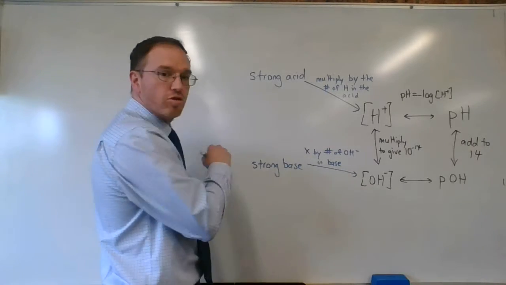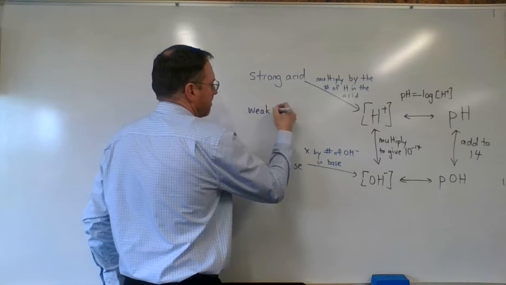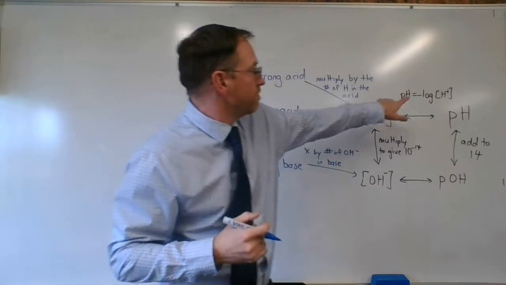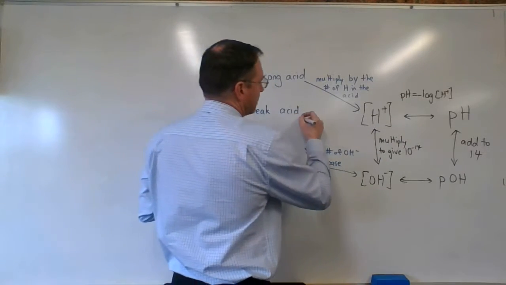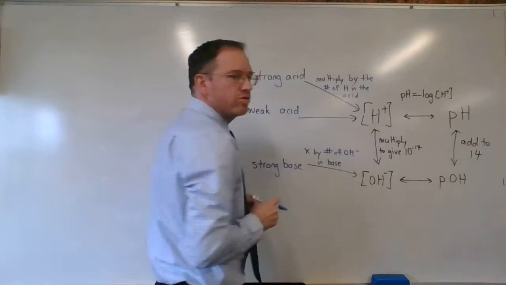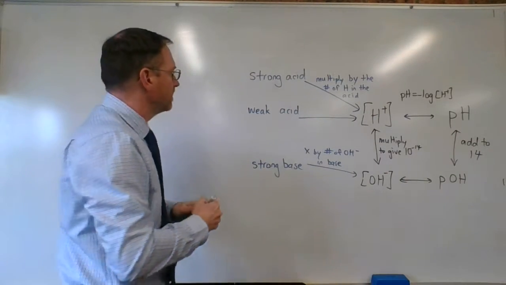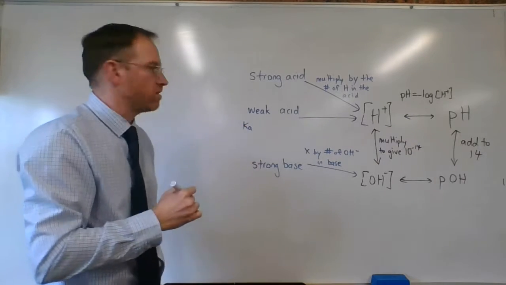Okay, strong acid, strong base. What about a weak acid? That's where we get our second sort of major calculation we need to do. So the first one is this one. There is another calculation we need. How do we get from a weak acid to a concentration of hydrogen ions so that we can work out the pH? Well, you use the Ka, the acid dissociation constant.